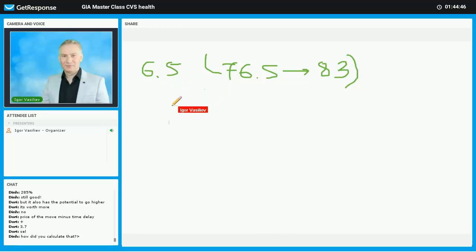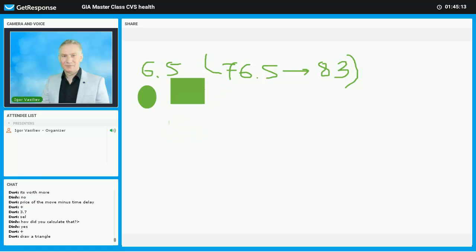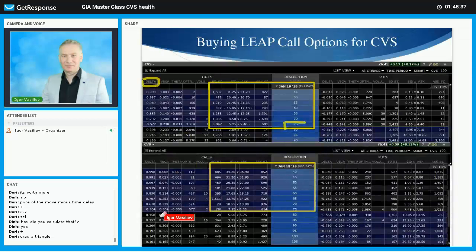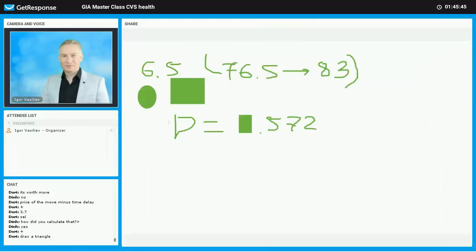Do you understand this? No, it doesn't want to write the delta triangle. Okay, guys, it doesn't want to. Okay, maybe delta like that. Delta, it's D, equals 0.572. Okay, I'll show you where it is. So that's where we got it, 0.572. You see here.